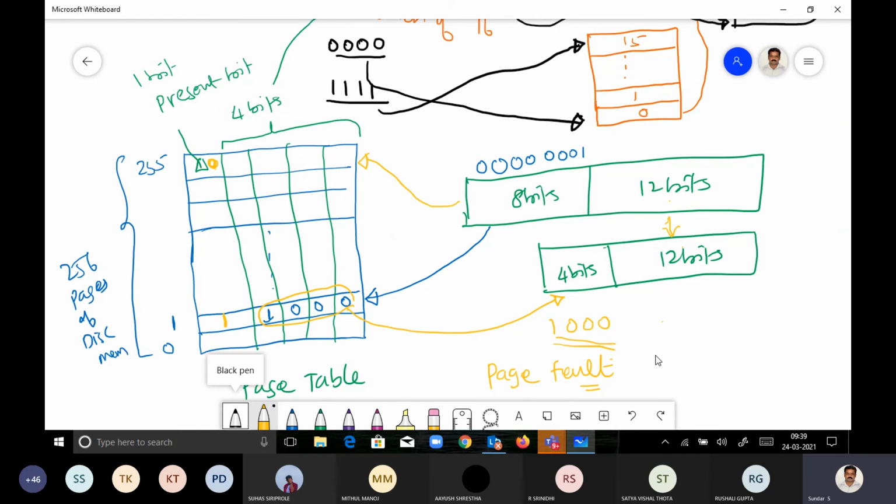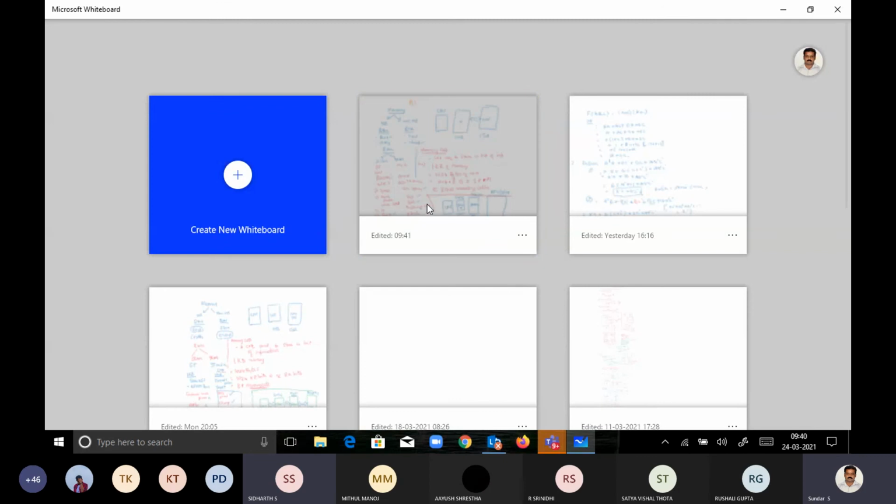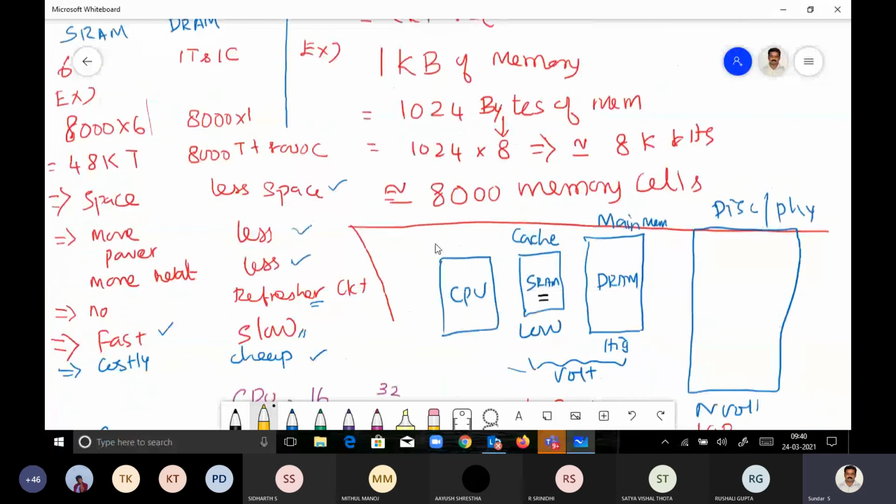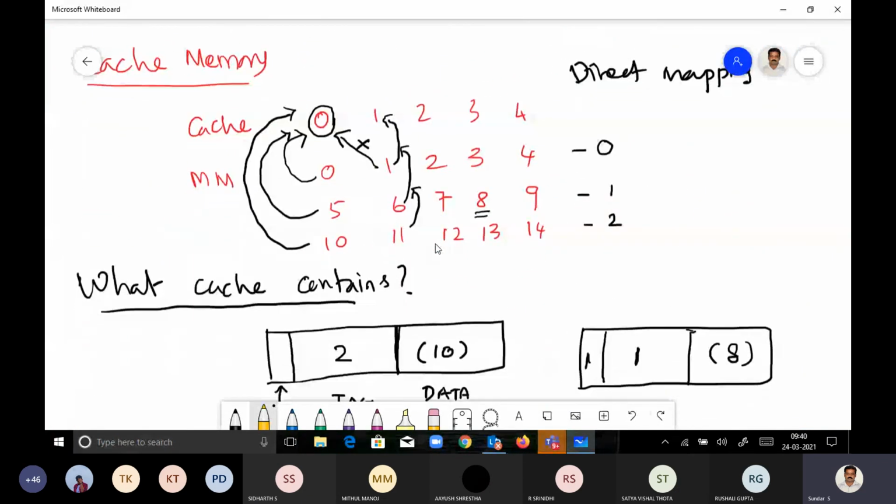Now, can you answer me? What will happen if I reduce the page size from 4 kilobytes to 1 kilobyte? So the number of pages will increase, not only in the main memory but also in the disk memory. Overall, the number of page table entries will increase, right? This will increase the size of the page table, is it or not?